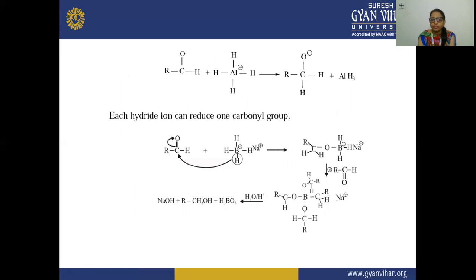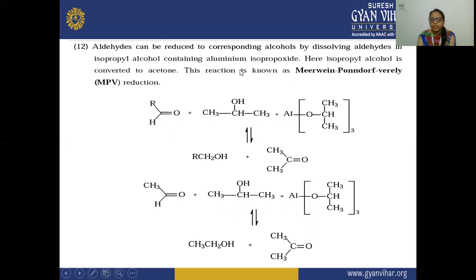Each hydride ion can produce one carbonyl group. So this aldehyde is reacting with this borohydride, and here there is a formation of the alcohol. This alcohol is formed here. Aldehyde can be reduced to the corresponding alcohol by dissolving the aldehyde in isopropyl alcohol containing aluminum isopropoxide.